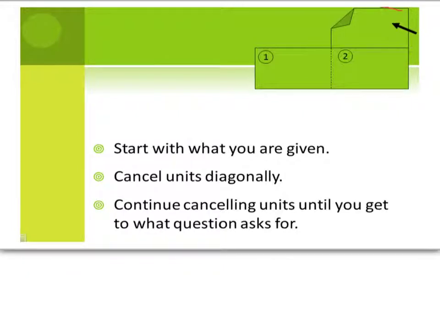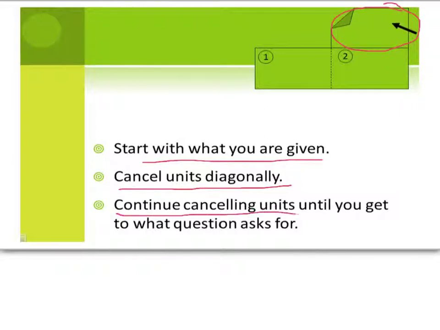For the right side of your flap, we're going to put this information at the top. This is just like regular dimensional analysis like we've been doing for a while now. You start with your given. You cancel your units diagonally, and you continue canceling your units until you get to what your question is asking for. Pause the video until you're ready to move on.